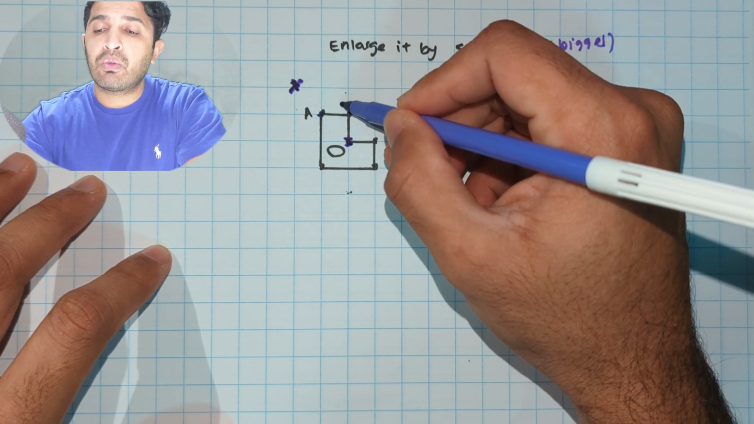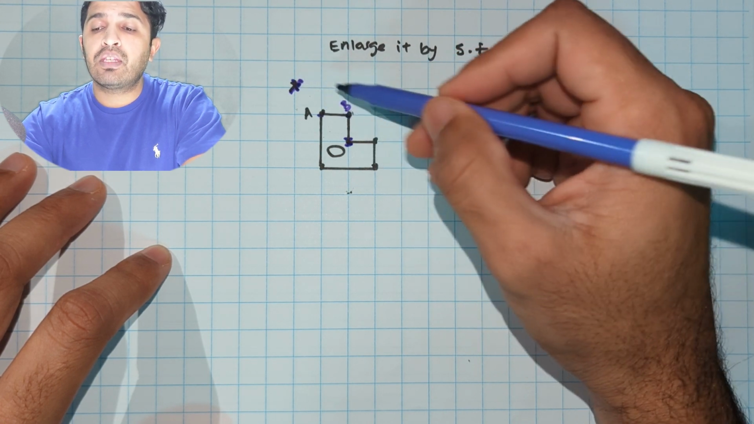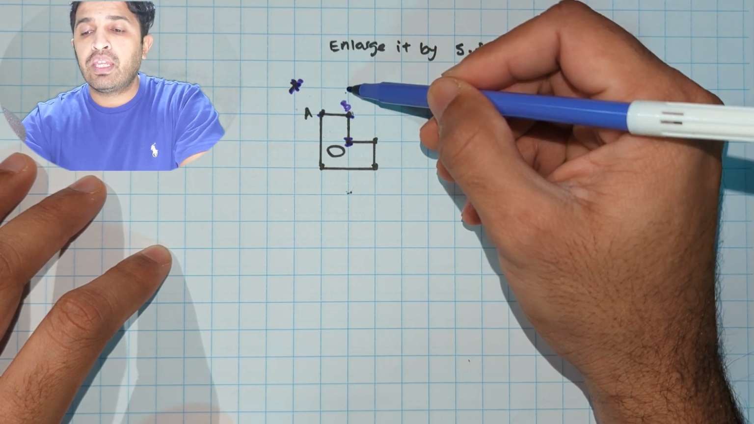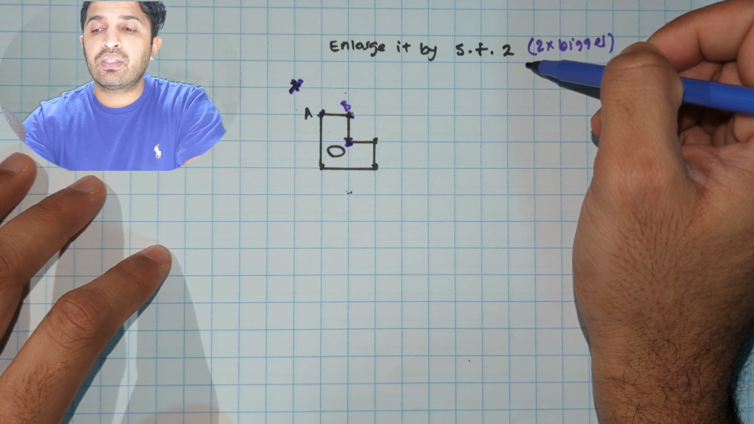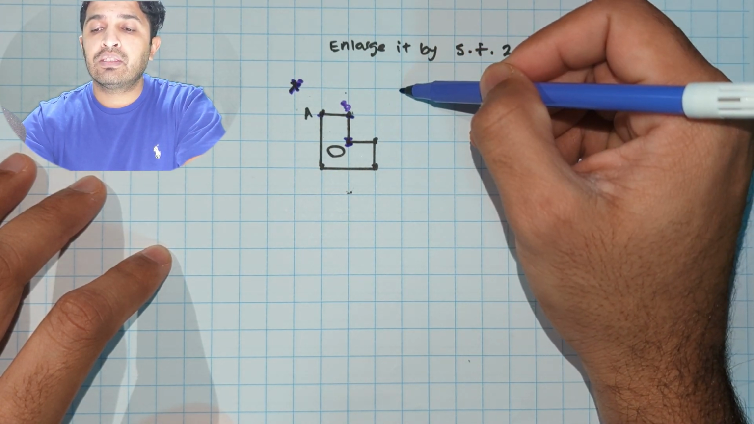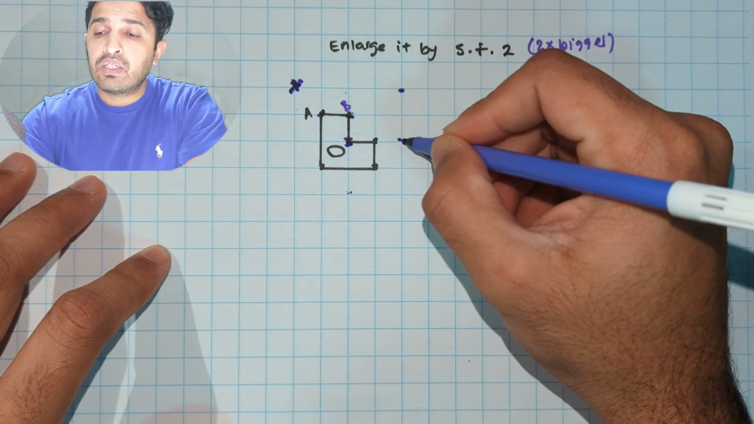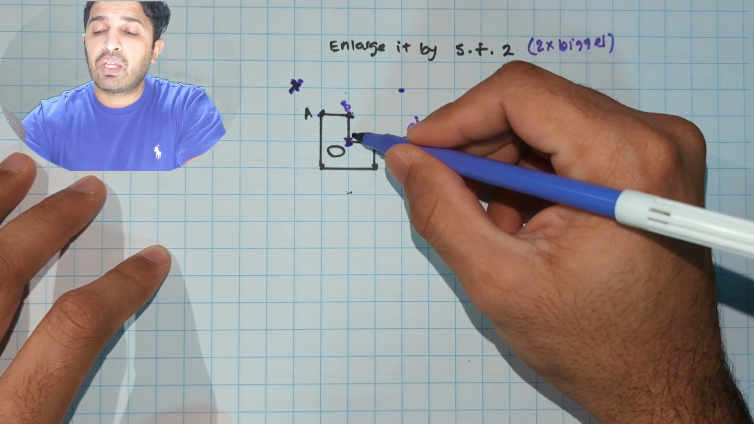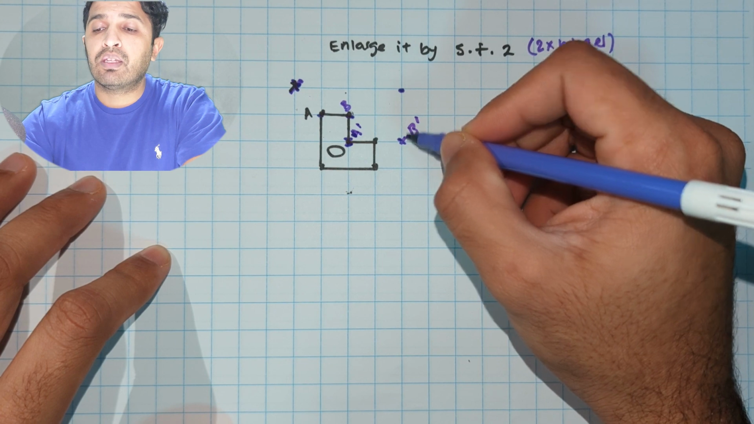And let's call this point B. So to go from center to B, we're going 2 to the right and 1 down. So we double that because the scale factor is 2. So we're going 4 to the right and 2 down. So this point here would be your B prime. So that's your A prime. This is your B prime.